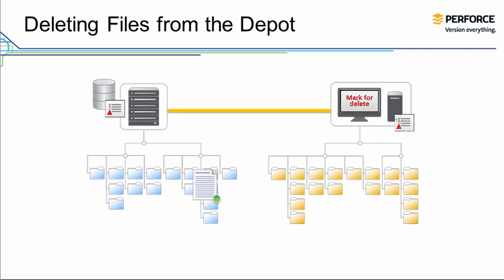When you submit a pending change list containing a deleted file, the server marks the head revision for the file in the depot as deleted. Note that even though the file is deleted from your local workspace, all revisions of the deleted file and its associated history remain in the depot and the system metadata, respectively.